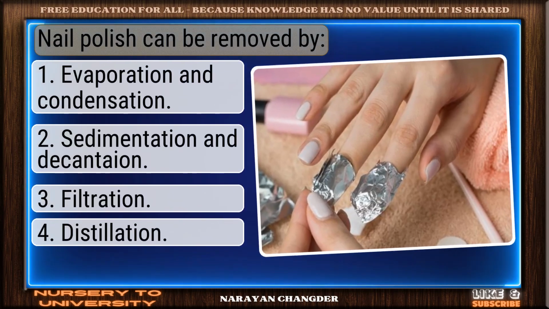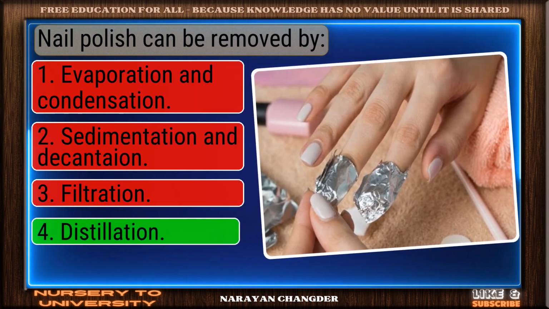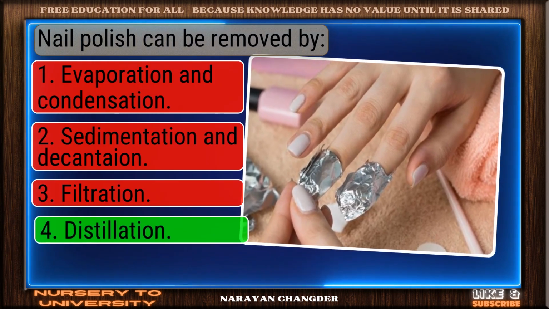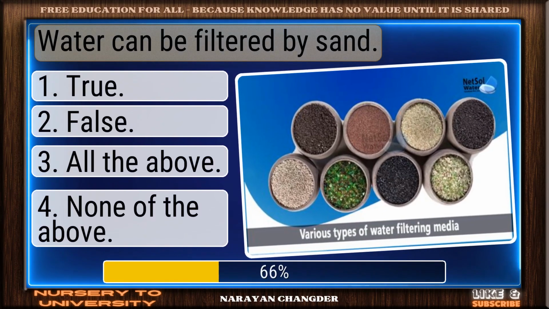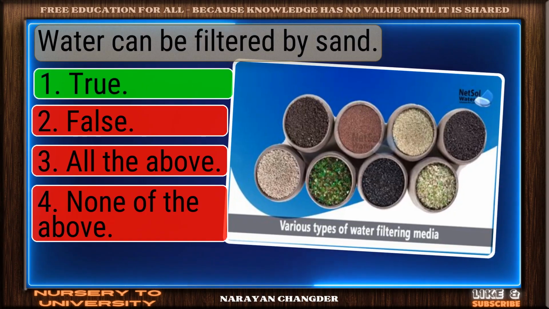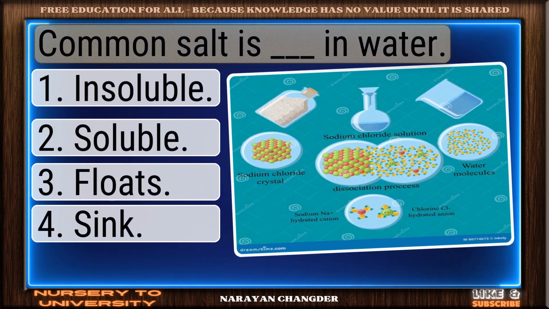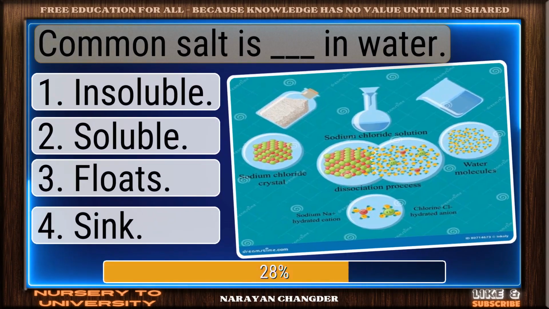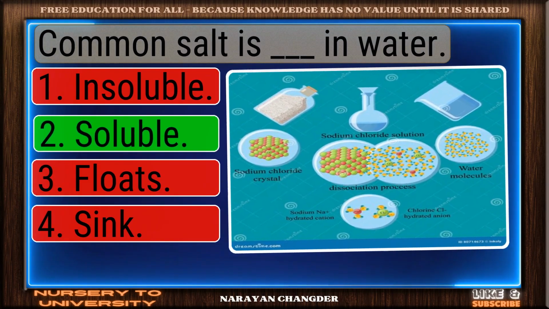Nail polish can be removed by. Correct. Distillation is the right answer. Water can be filtered by sand. Clear logic. Your choice true is sound and 100% true. Common salt is dash in water. Valid point. Soluble is true.